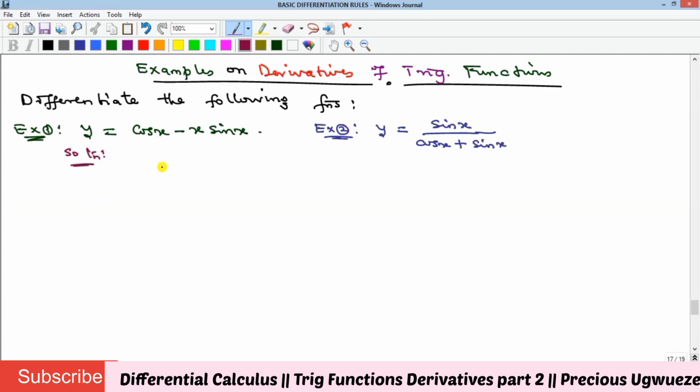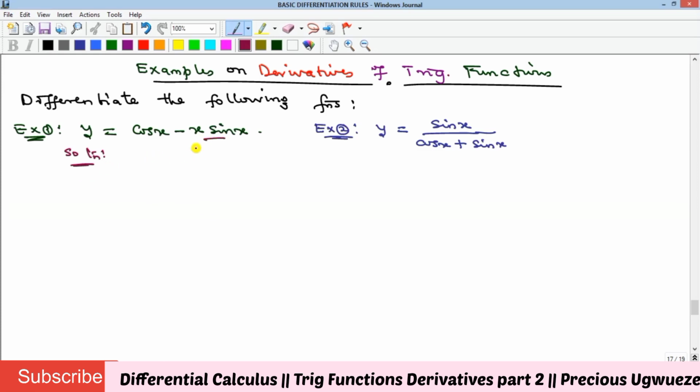Alright, so here it says we should differentiate the following functions. The first one here, we are given y equals cos x minus x sine x. So all you need to do now is apply the basic rules we have looked at, the product rule, the constant rule, the quotient rule, whichever applies to the function you are given. Like here, we have a product, so we are going to apply the product rule at that point.